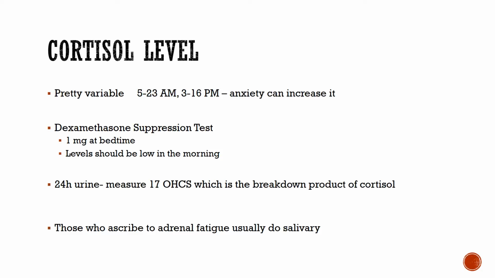Another way to check cortisol production is to do a 24-hour urine, and it measures the 17-hydroxy corticosteroids, which are really the breakdown product of cortisol. So again, cortisol is up and down here and there all day long. A 24-hour urine is actually going to level all that out, and you can tell whether or not someone actually has over or underactive adrenal glands.